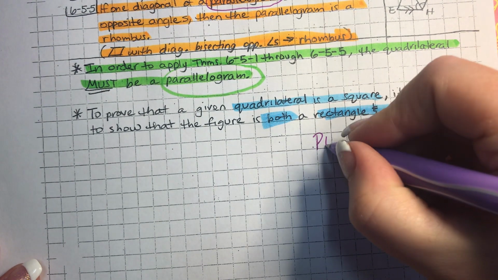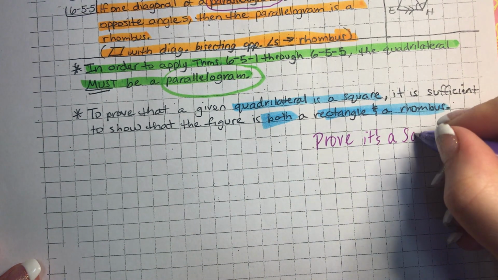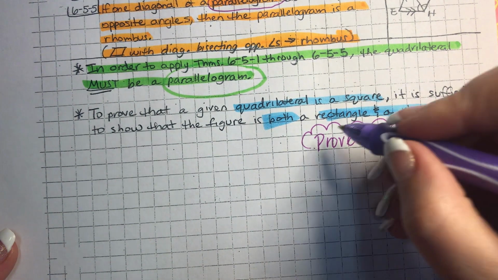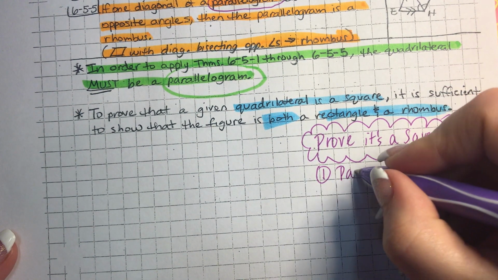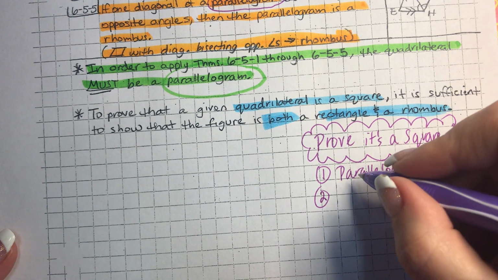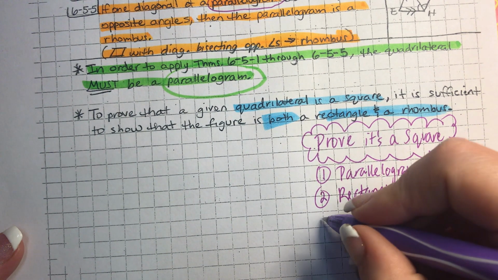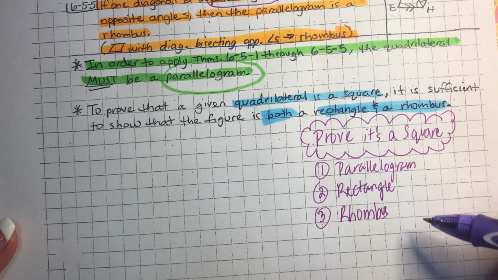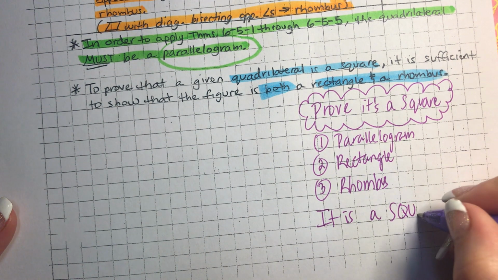So let's just state this. To prove it's a square, you have to first prove it is a parallelogram, and then you have to prove it is a rectangle, and then you have to prove it is a rhombus, and if all of those things, then it is a square. That is how you prove that it's a square.